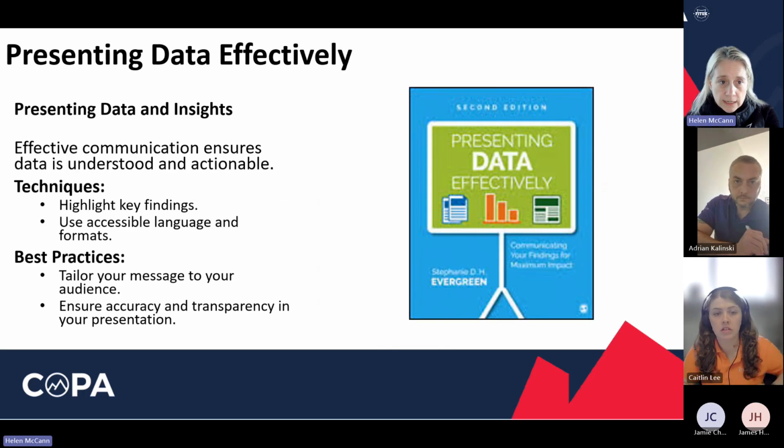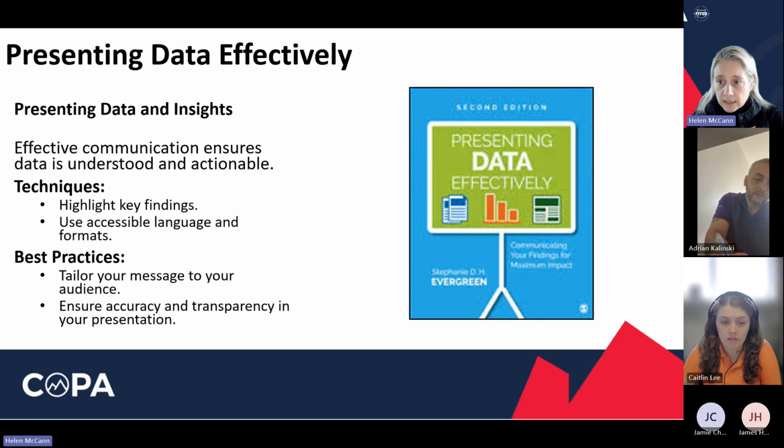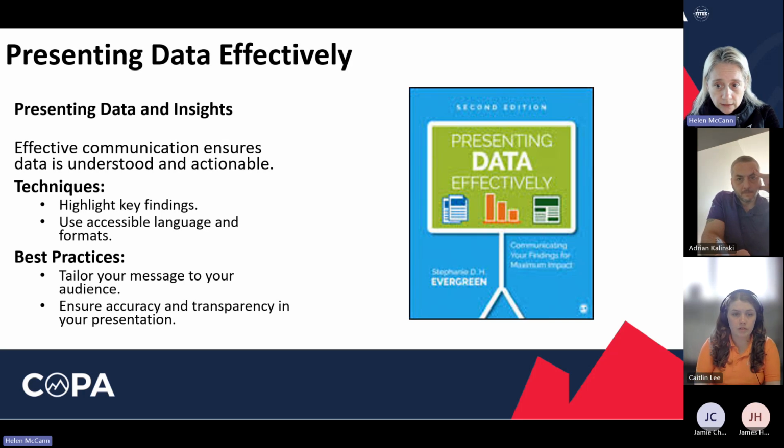So the first one is presenting data effectively. We're going to focus on techniques to ensure your data is understood and actionable. We're going to highlight findings and use accessible language, tailor your message to your audience and ensure accuracy and transparency in your presentation. Presenting clear data ensures that your insights are easily understood and acted upon, and effective communication bridges the gap between data analysis and decision making.